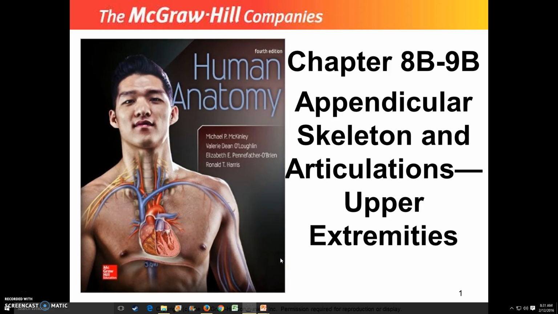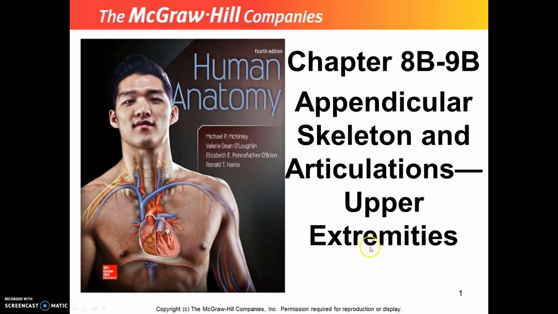All right, this is our recorded lecture on chapter 8 and 9 combined, 8 on the appendicular skeleton, specifically the upper extremities, and 9 on the articulations of the upper extremities. So we'll start here with a review of the appendicular skeleton.